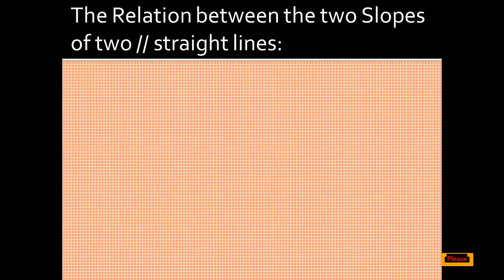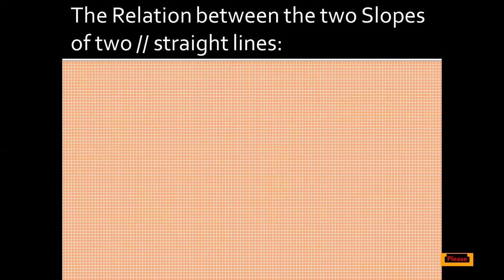Then if the measure of the angle is negative, we add 180 to this angle to find the positive measure of this angle.